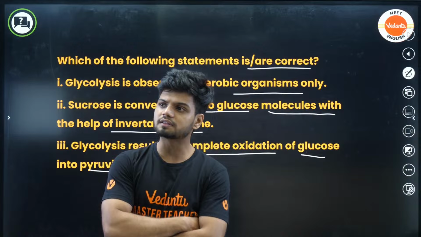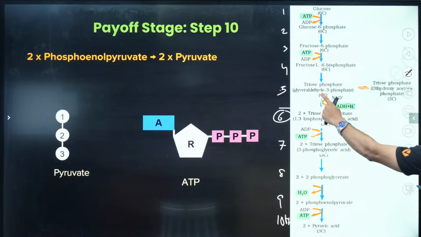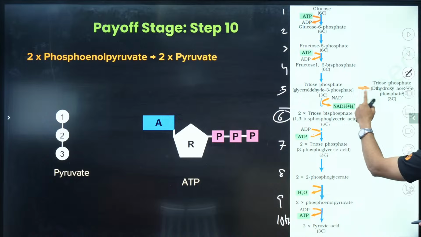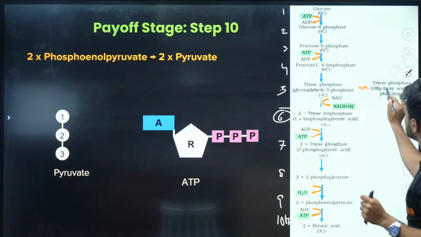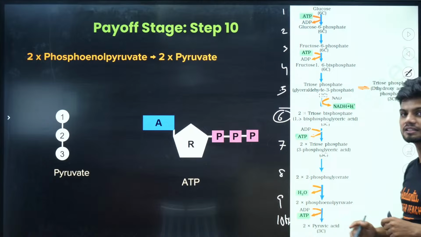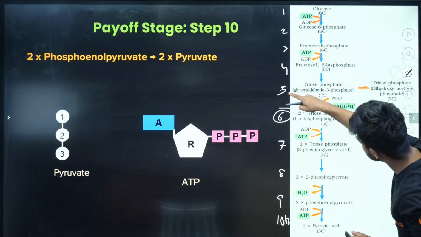After payoff stage, students, listen carefully. Here, if you look at after payoff stage, one molecule from here, because this is isomerization. Because isomerization is happening, we have 2 molecules of everything from here onwards. One molecule of this, DHAP, is getting converted to glyceraldehyde 3-phosphate. That's why in the payoff stage, everything is 2-2. One from here, one from here. From this stage onwards, everything is 2-2. Okay? Clear?